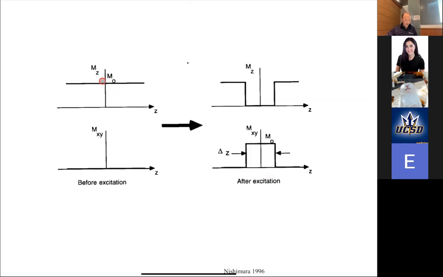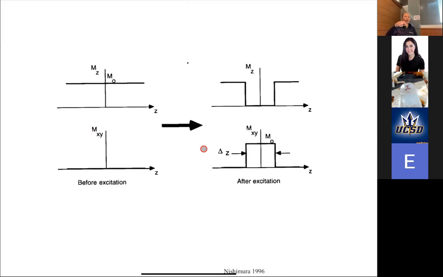So if we look at what M_Z and M_XY are doing, before excitation we assumed we have M_Z with a value of M_0, the equilibrium magnetization. If we select a slice, after we excite it, then M_Z goes to zero, okay? And the transverse component goes to M_0, okay? And this delta Z is our slice thickness. So that's the parameter we set in the console.